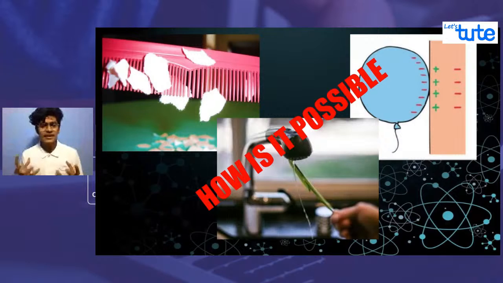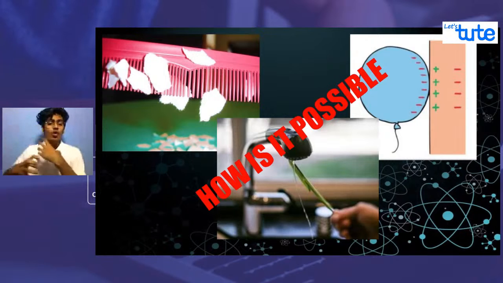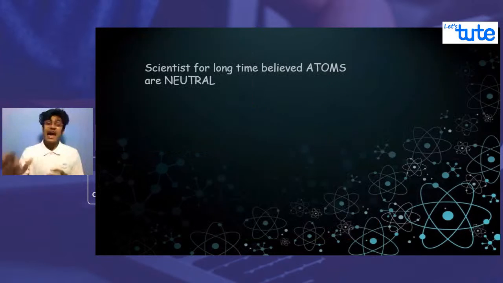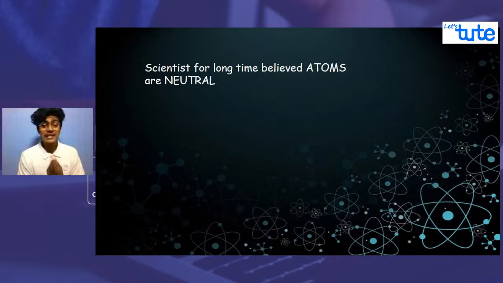So why does this happen? We should say that matter doesn't have any charge. But to study more about that, we found out that atoms do contain some kind of charges, therefore matter contains some kind of charges. Understand this thing very properly: there are charges present in atoms, but we were not able to understand it. Why? Because scientists for a long time believed that atoms are neutral, and of course atoms are neutral. Why are atoms neutral? We will understand that.